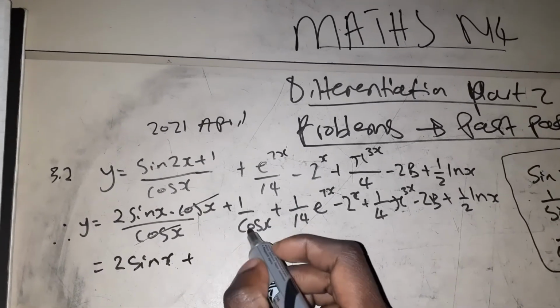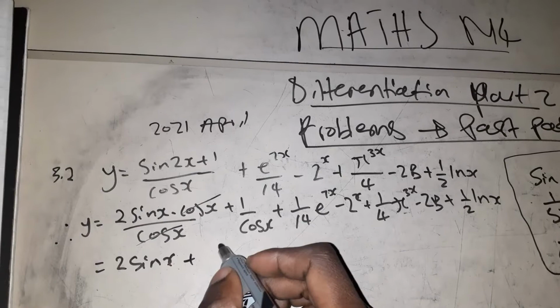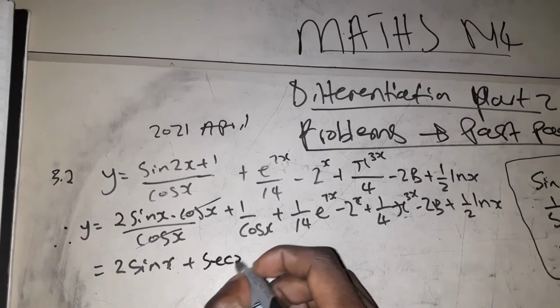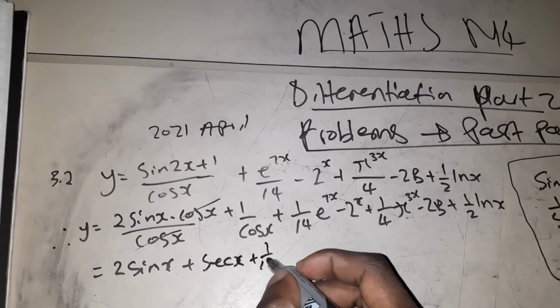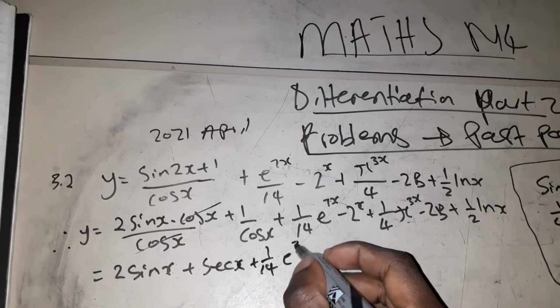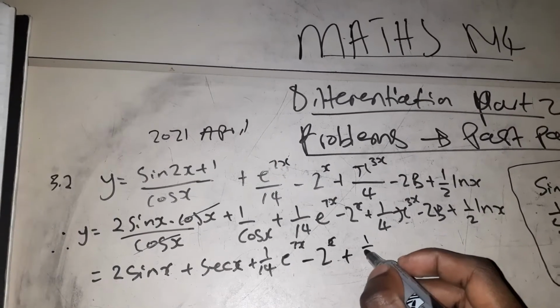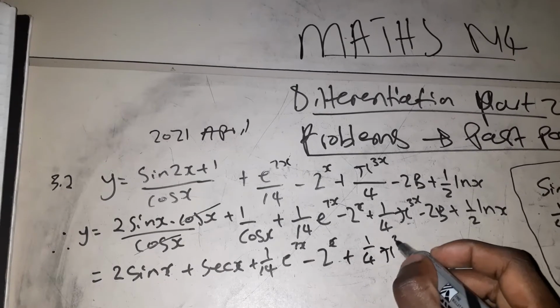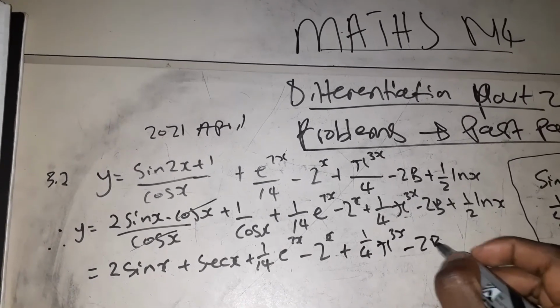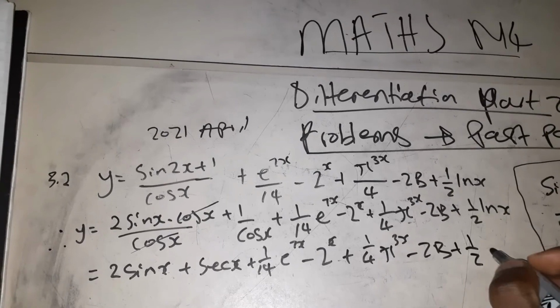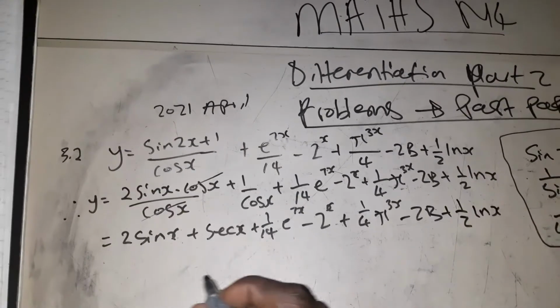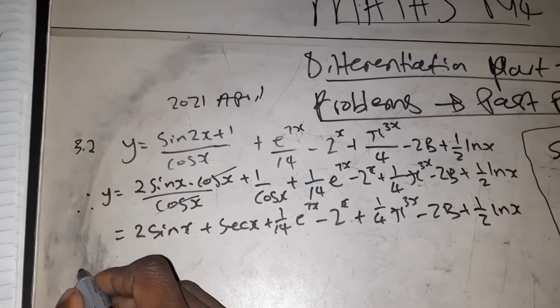Remember that 1 over cos of x is equal to sec x, then plus 1 over 14 e to the power of 7x minus 2 to the power of x plus 1 over 4 pi. Then these ones, we are just copying them exactly as they are because they are fine. Okay, now we can start to apply our derivation.